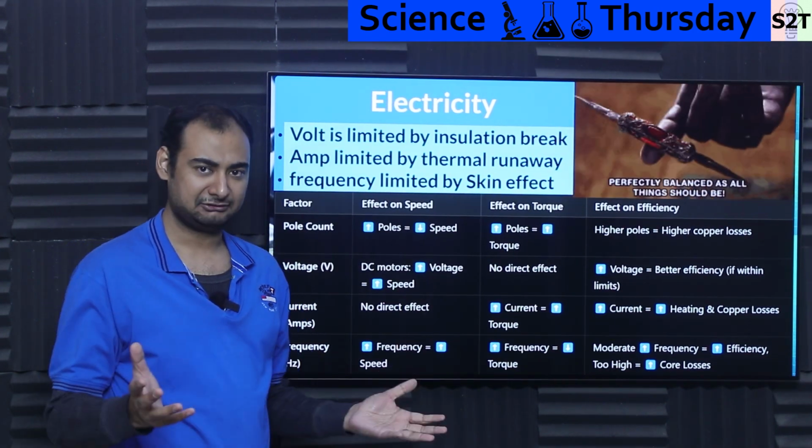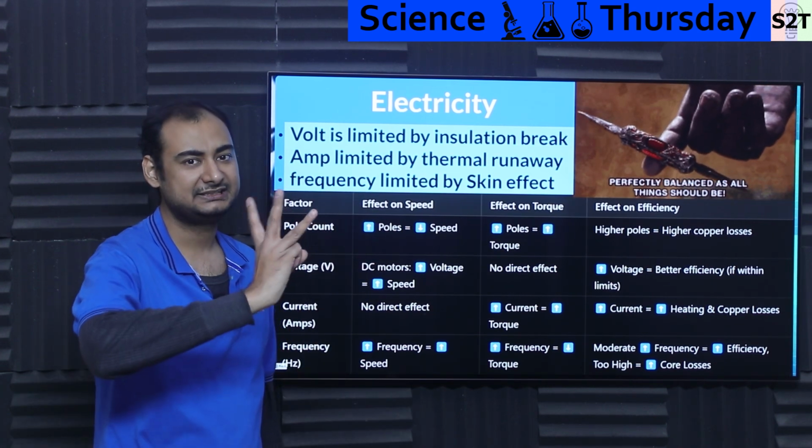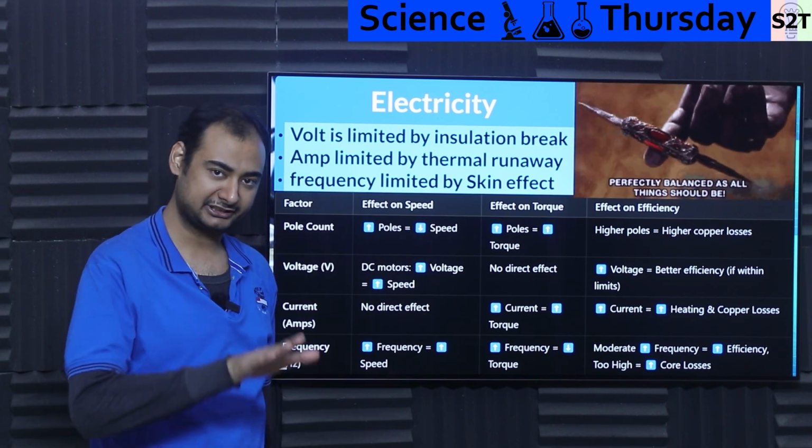So now let's introduce the Thanos of it, which is electricity. Whenever you're talking about these sorts of things, you generally get three vectors to control, and you have to Thanos it, perfectly balance it.